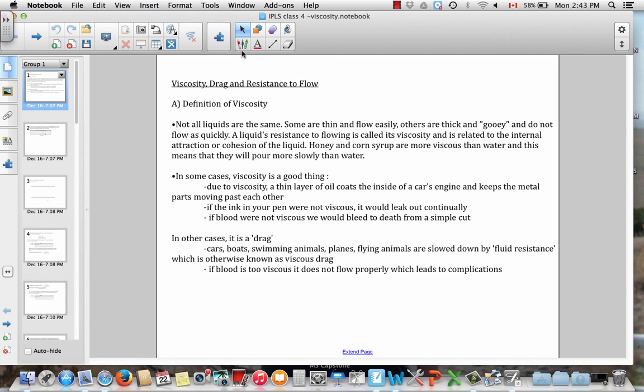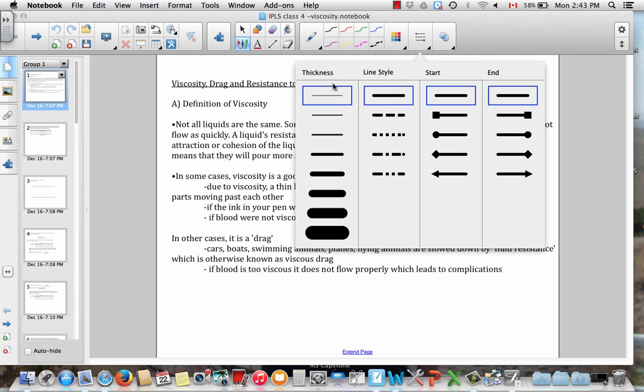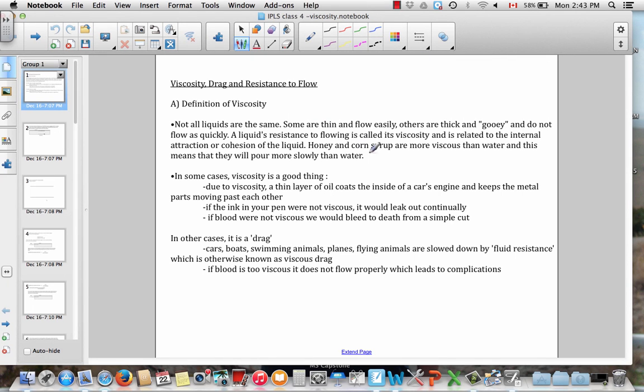Okay, our topic for today is viscosity. Now, viscosity reflects the resistance to flow due to internal cohesion. So it's the fluid equivalent of friction. So a liquid's resistance to flow is called its viscosity. Now, viscosity is both good and bad.